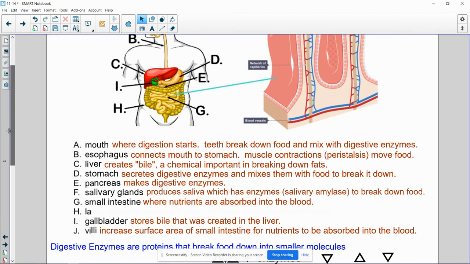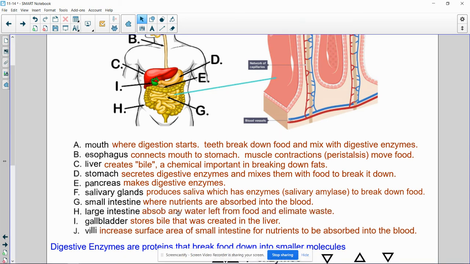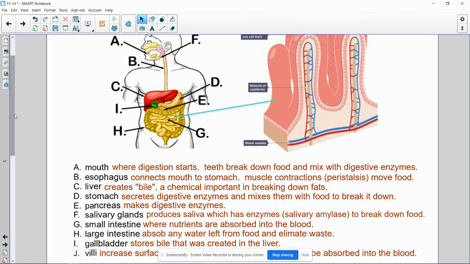After the nutrients are absorbed in the small intestine, the food is going to move to the large intestine. It's in the large intestine that the last little bit of water and anything else that's beneficial in the food is going to be absorbed out before the waste is eliminated. So the food starts to be digested in your mouth. The bolus moves down your esophagus into your stomach. After your stomach, the food moves to your small intestine where the nutrients are absorbed, and then into the large intestine.